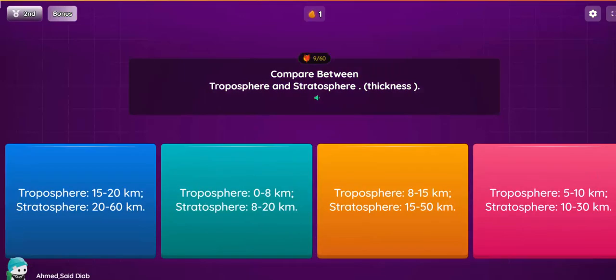Question. Compare between troposphere and stratosphere. Thickness. Option 1, troposphere, 15 to 20 kilometers; stratosphere, 20 to 60 kilometers. Option 2, troposphere, 0 to 8 kilometers; stratosphere, 8 to 20 kilometers. Option 3, troposphere, 8 to 15 kilometers; stratosphere, 15 to 50 kilometers. Option 4, troposphere, 5 to 10 kilometers; stratosphere, 10 to 30 kilometers.